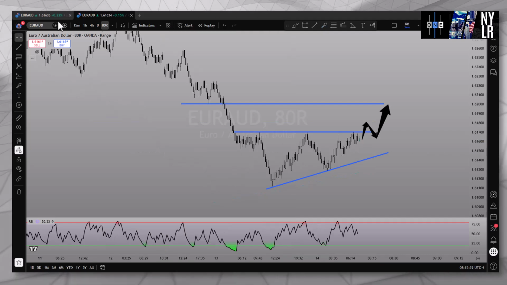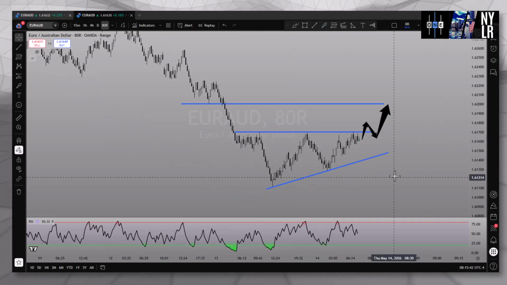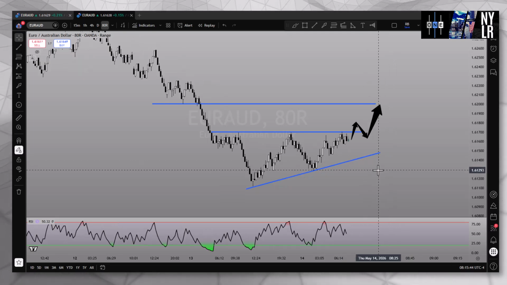So any questions about this? This would be a lovely day trading setup for a range bar trader.